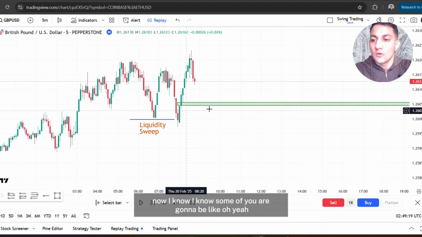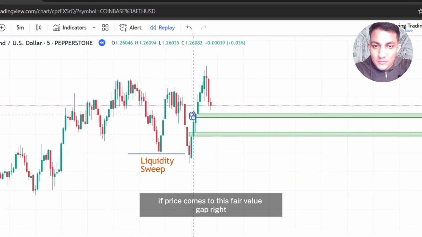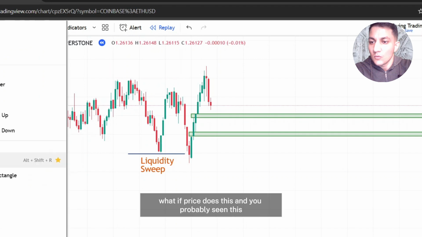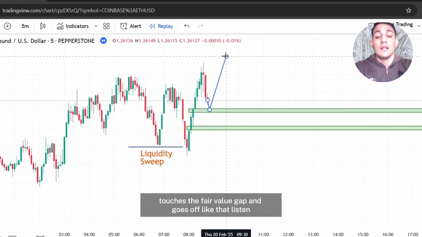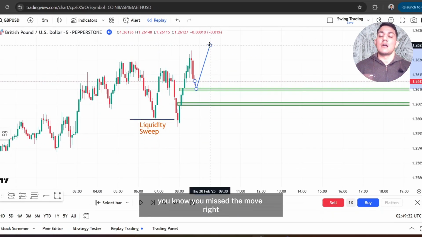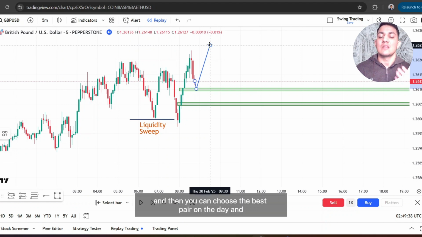Now, I know some of you will be like, oh, what happens here? If price comes to this fair value gap, what if price does this? And you've probably seen this, it flips the fair value gap and goes off like that. Listen, you missed a move, right? You missed a move. And this is why I'm a big believer in having multiple currencies to trade. Have multiple pairs, and then you can choose the best pair on the day and take the best setup possible.